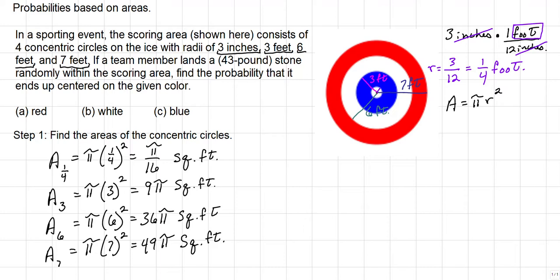So now our second step is going to be finding the area of the rings. The red ring, the large white ring, the blue ring, and then of course we already have the area of the inner circle, so we're not going to have to do that again. But we are going to have to use our areas that we found for the concentric circles to determine the areas of our rings.